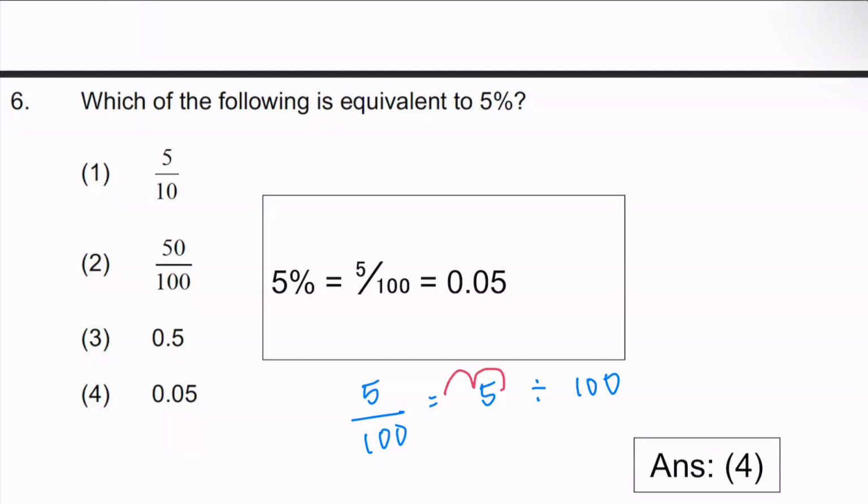Okay, this is a shortcut. In 100, there are 2 zeros, right? So you jump 2 places. 1, 2. So there should be a dot here, right? So your answer is 0.05. Okay. So therefore the answer is number 4.